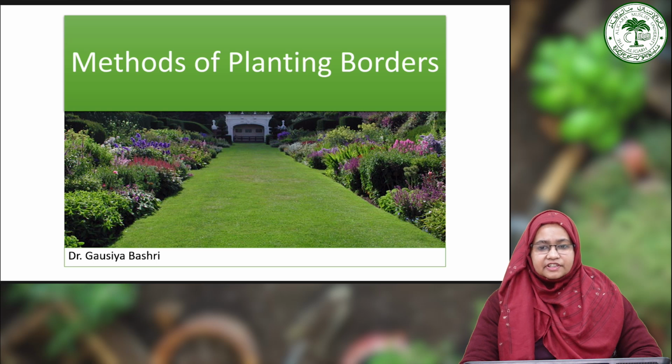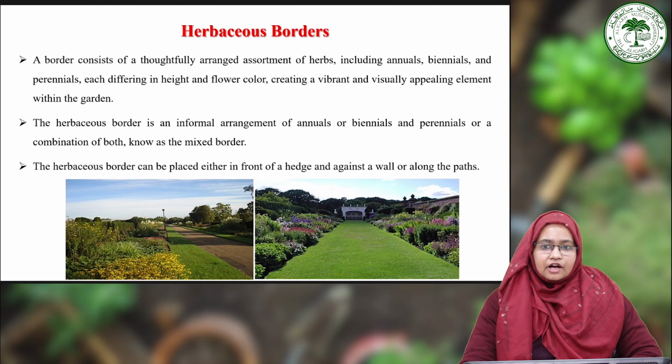Today we learn about the methods of planting borders. A border in a garden typically comprises a carefully arranged mix of herbs, which may include annuals, biennials and perennials. These plants vary in height and flower color, collectively contributing to a vibrant and visually captivating element within the garden landscape. And a herbaceous border, a common feature in gardens, is characterized by its informal arrangement of plants.